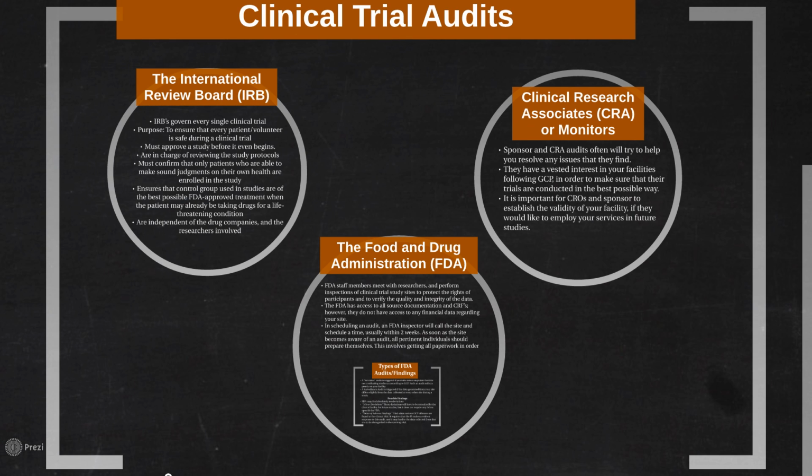Alright, so now who is in charge of regulating a clinical trial? So there's 3 groups. There's the IRB, which are the ethics committees. There's the clinical research organizations, that should be CRA or CRO, or monitors. CRAs are monitors. And then the FDA.